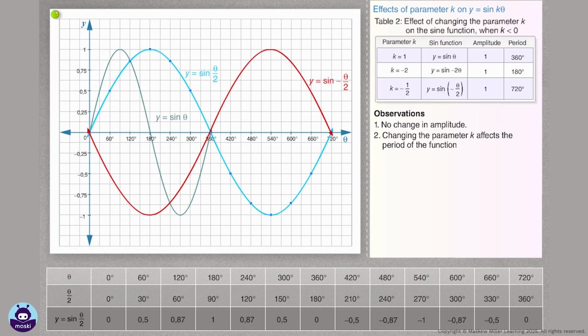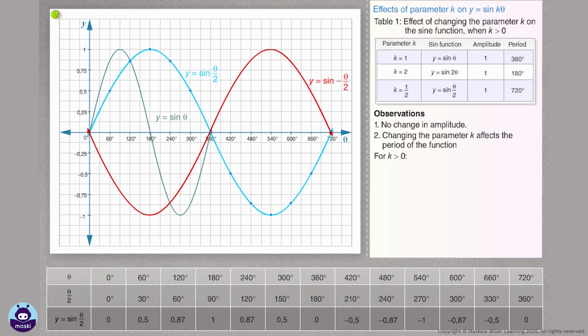Now let us consider a couple of examples where k is less than 0. Again, amplitude does not change. However, when k is negative 2, the period has reduced by half. Let us summarize our findings on the effect of parameter k on the sine function.